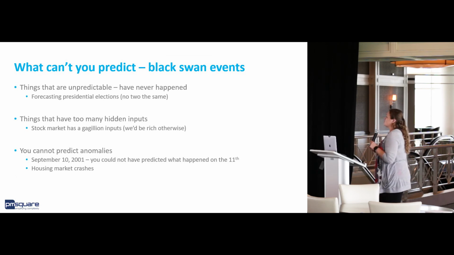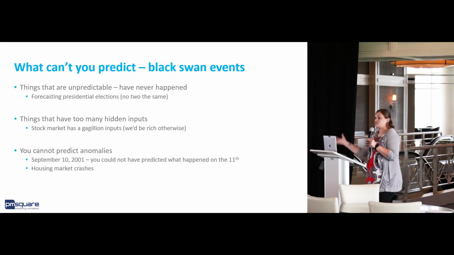And then lastly, you can't predict anomalies. So on September 10th, nobody could have said what was going to exactly happen on the 11th. There was no time series forecaster model that could have told you. We've gotten better with some types of predictions, early indicators, but this particular time series forecast cannot do that. Same thing with housing market crashes, stock market crashes, things that affect the market at a more global sense.